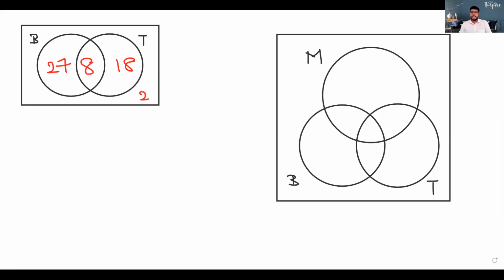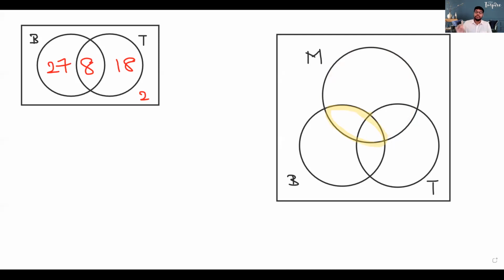Now children, that means the total of the entire circle here should be 24. That means the number inside this M should be 24, right? And out of them, children, they all ate bread, right? They all ate bread, meaning this section has to be 24, right? Because all of them ate bread.